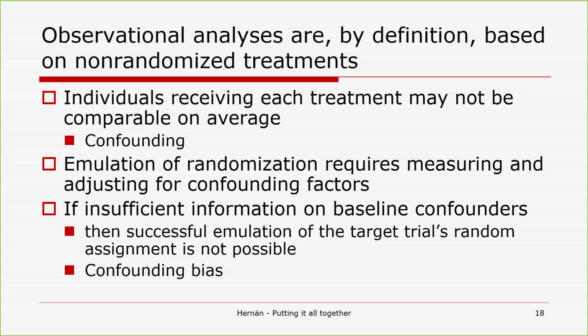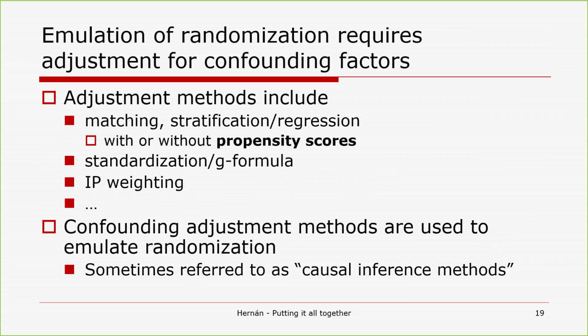If you don't understand epidemiology, you call it confounding; if you don't understand economics, you say selection. But it's the same problem. You have groups that are not comparable. So, if we want to emulate the randomization, we have to measure and adjust for the confounding factors. And if we don't have enough information on the confounders, we will not be able to meet the target, and we will have confounding.